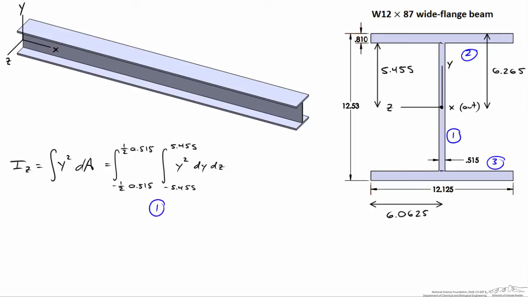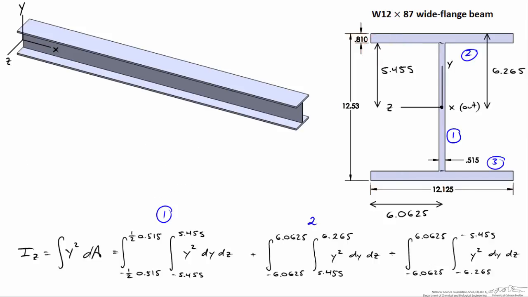Here's the integral from the web, and I'm integrating with respect to z, the left side of the web to the right side of the web. And for y, I'm integrating from negative 5.455, so down here, up to a positive value of 5.455 at the top of the web. And that'll evaluate that y squared dy dz. I can do something similar for the upper flange. I'm integrating again from the left, negative 6.0625, to the right of the upper flange. And I'm integrating from the bottom of the upper flange to the top of the upper flange. And I'll do something real similar for the lower flange.